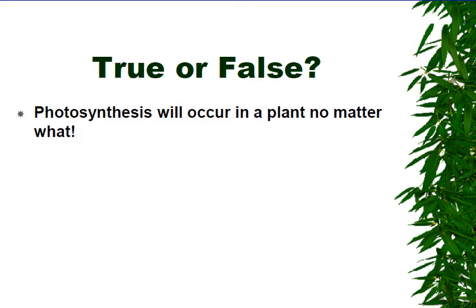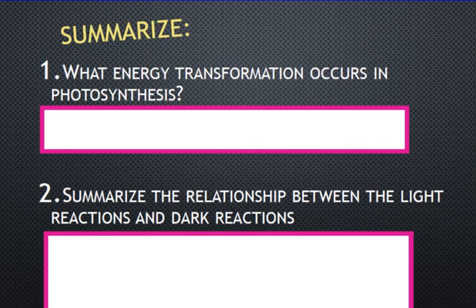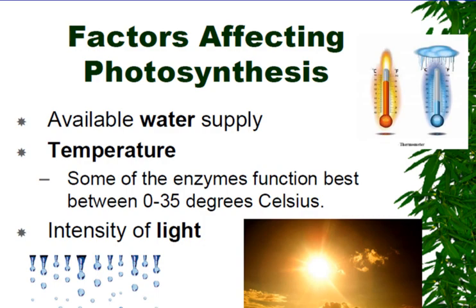So true or false? Photosynthesis will occur in a plant no matter what. Keywords here are no matter what. This is going to be false because we will have some environmental factors, variables that can stop or even slow down photosynthesis. And those factors are going to be basically our reactants. If you don't have water, you can't do photosynthesis. That is a reactant.